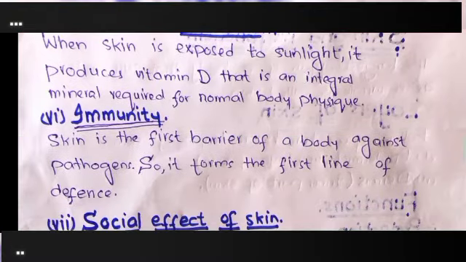Next is immunity. Skin is actually the first line of defense because it stops the direct entry of pathogens into our body. So it protects our body, detects whether these microorganisms are beneficial for our body or not, and stops the pathogens out of the body. That's why it acts as a barrier, and so it is the first line of defense in the immunity of our body.